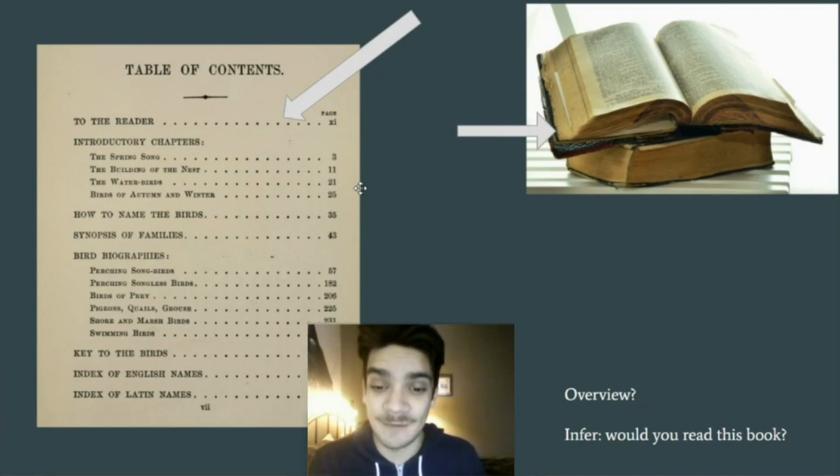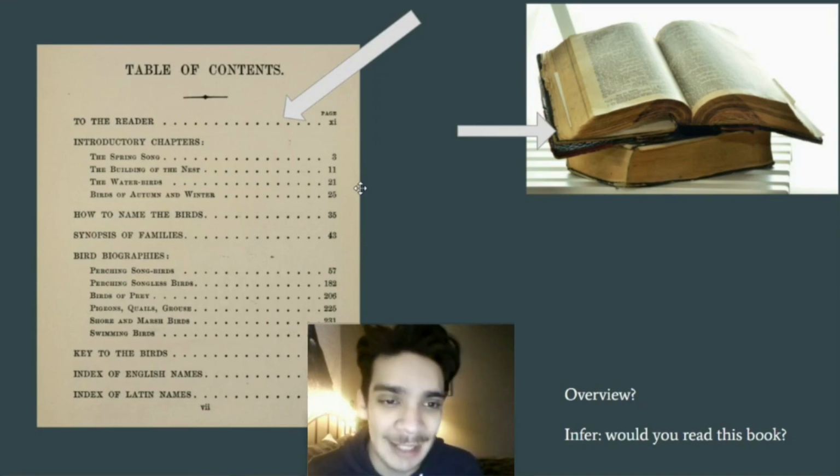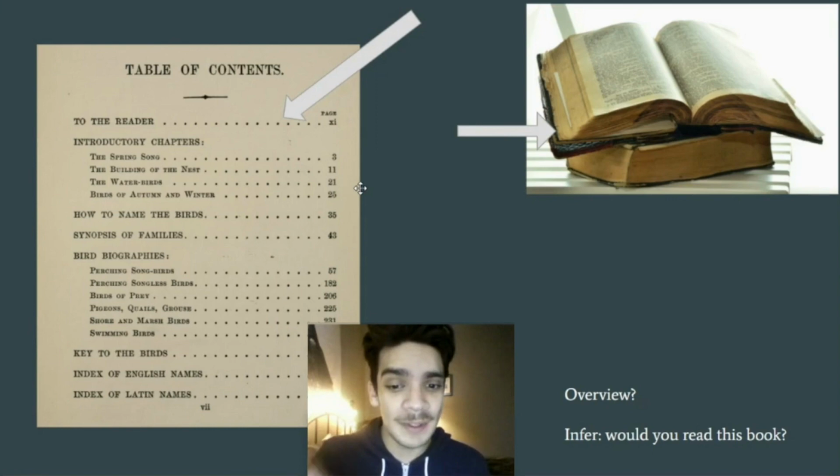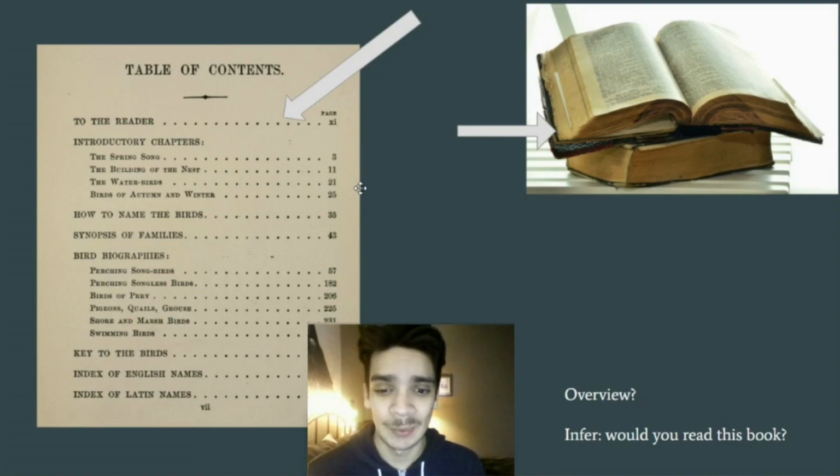So based on this table of contents, we see an overview, and then we also get to make an inference. An inference is an educated guess that goes beyond what the text says. So even though this talks about some basic different categories of birds and some information about them, what we get to infer, what we get to guess is, would I read this book? If I saw this in the library, would I check it out? Or if I saw this in a bookstore, would I buy it?